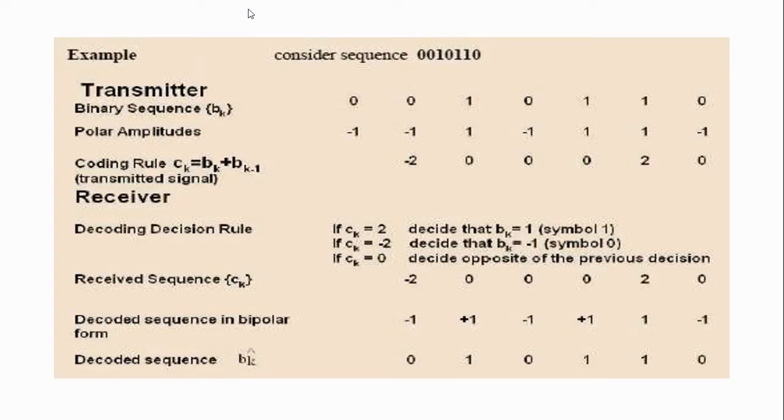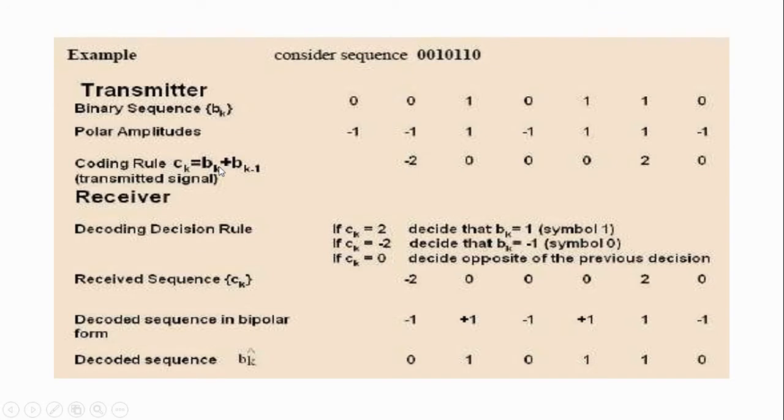We'll see an example. Consider the sequence 00101110. Here the binary sequence is 00101110. We can convert it to polar amplitude: if it is 0, it is -1; if it is 1, it is +1. So the sequence becomes -1, -1, +1, -1, +1, +1, -1.